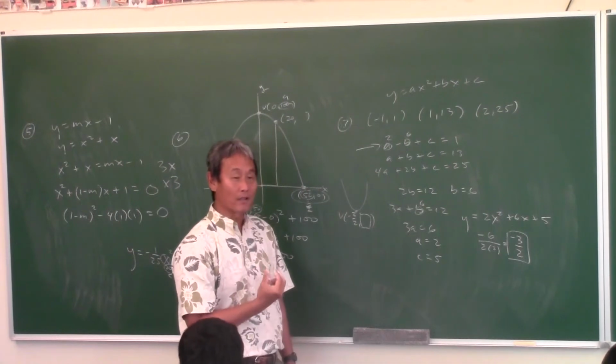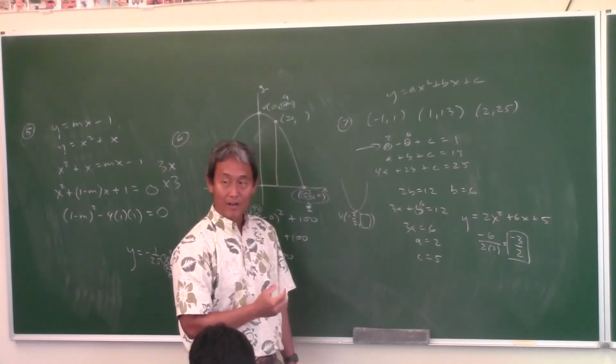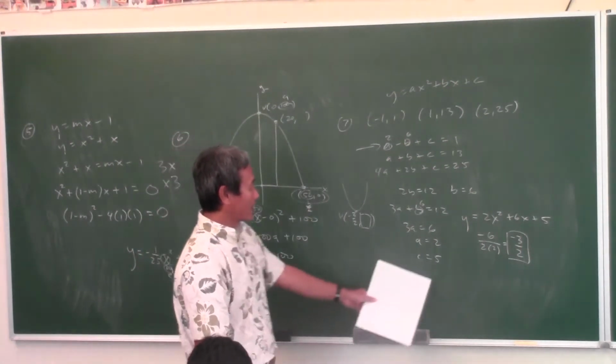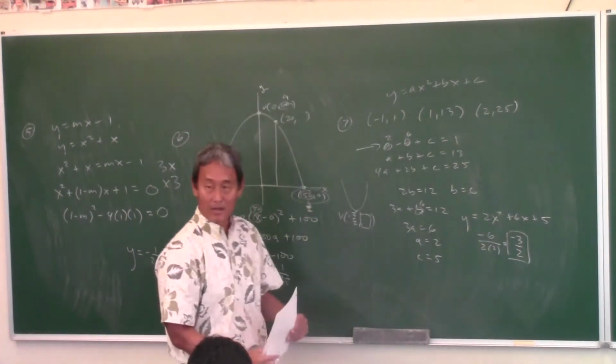You have to tell me the y, right? You guys know that, right? The function value is the y coordinate. So how do you get the y coordinate? Yeah, so you take negative 3/2 and plug it in there. I think you can do that, right?